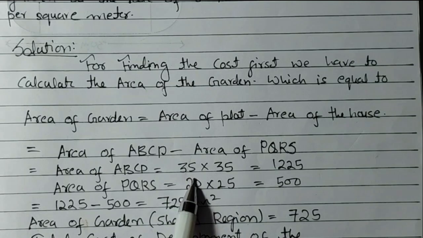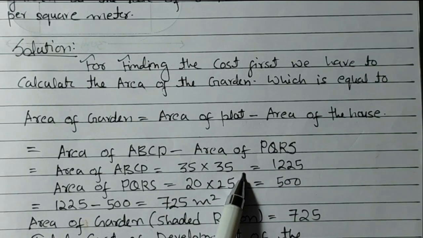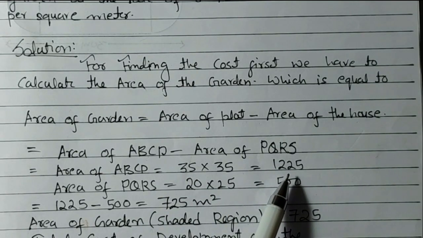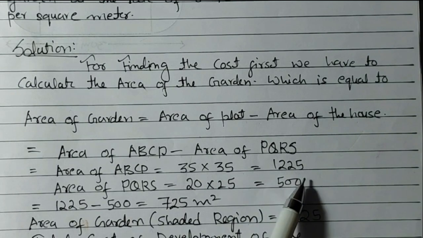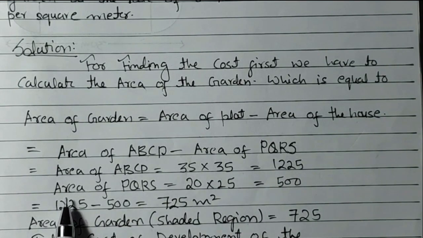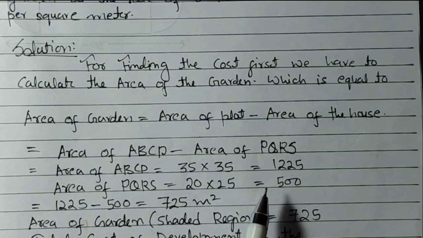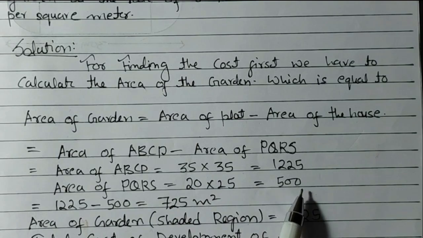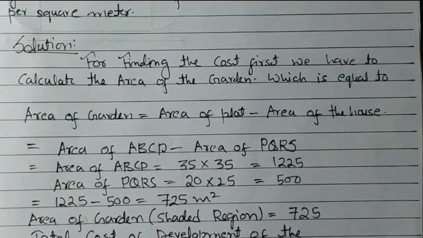ABCD is 35 meter into 35 meter, which is equal to 1225. And area of PQRS, which is the area of house, is equal to 20 into 25 meter. It becomes 500.